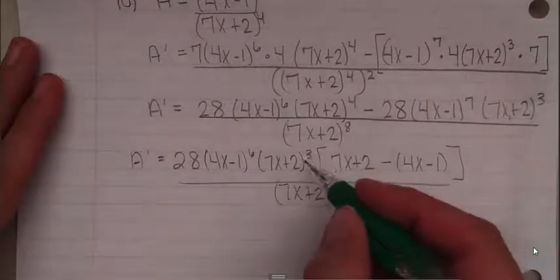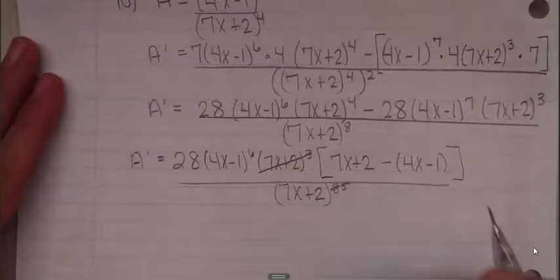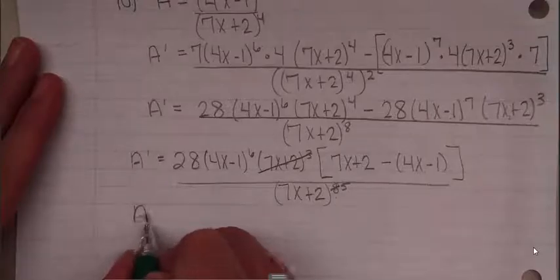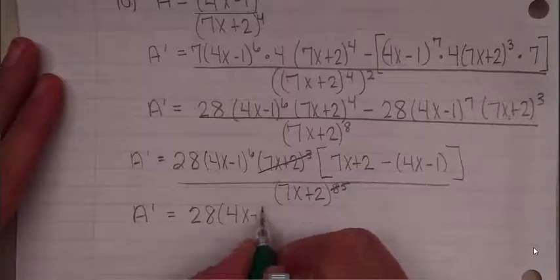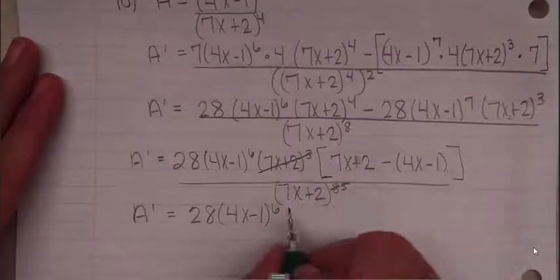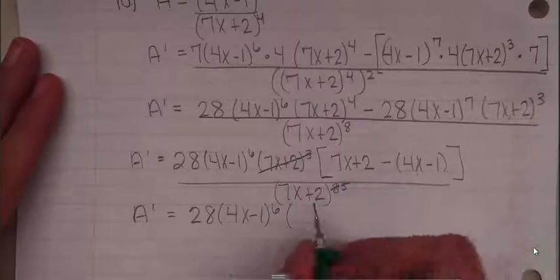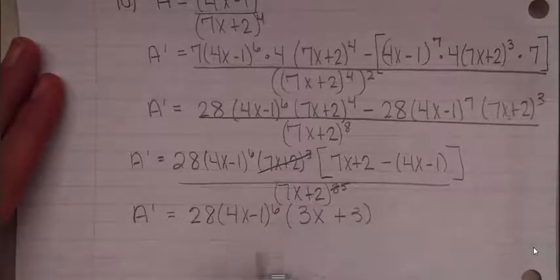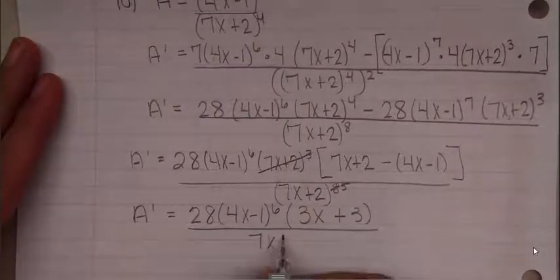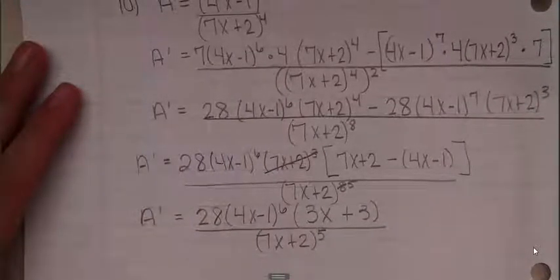Okay, well right away I can see these are going to reduce. This one's going to go away completely, and here I'm just going to have 5 left. So I'll end up with 28, 4x minus 1 to the 6th. Here inside these brackets, I'll just write those with parentheses now, 7x minus 4x, which is actually 3x, and then 2 plus 1, which is 3, all over 7x plus 2 to the 5th power. No more reducing can be done.